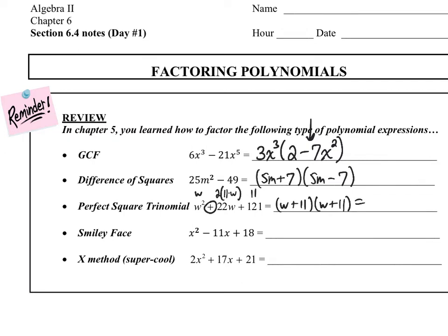But I think the shortcut, what I would prefer you to write, instead of doing that, is just to do w plus 11 quantity squared. This is what I would like you to write for the shortcut. It saves you some time instead of writing w plus 11 times w plus 11.